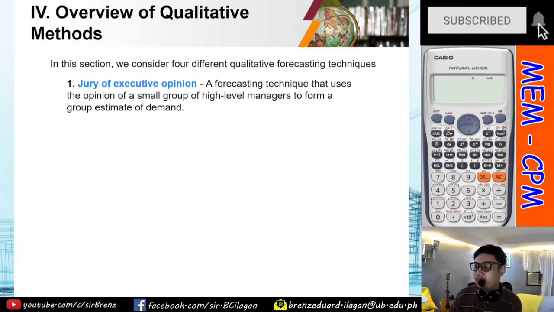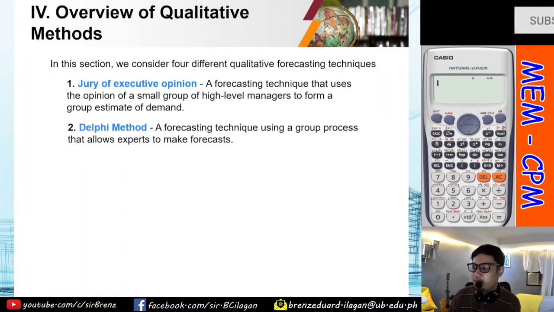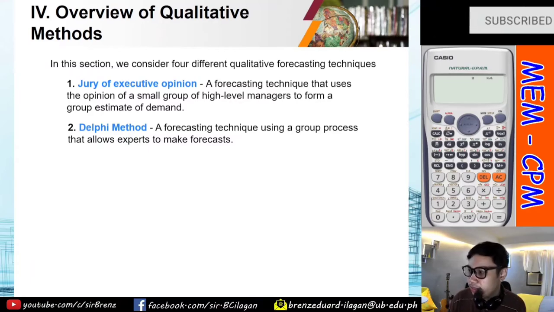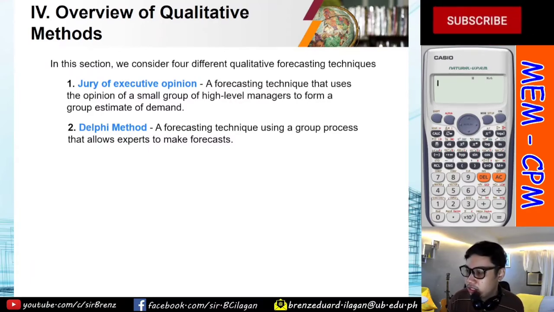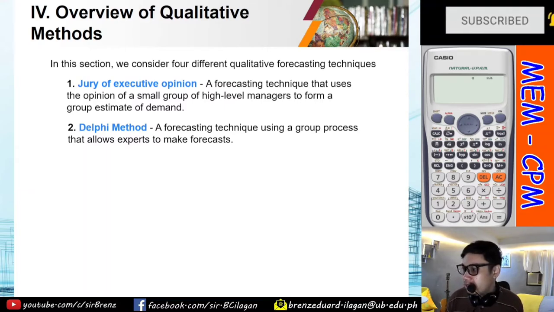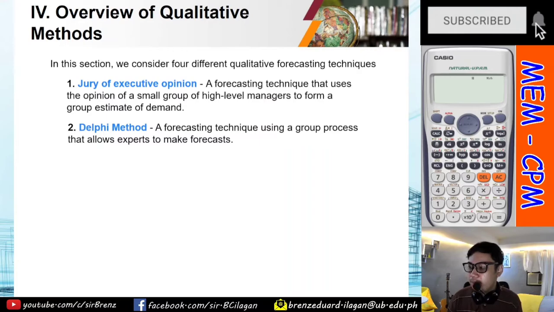Next, we have the Delphi method. Under this, there are three different types of participants in the Delphi method. So we have the decision makers, the staff personnel, and the respondents. So ano ba yung role ng decision makers? Decision makers usually consist of a group of 5 to 10 experts who will be making the actual forecast. Yung participant number 2, ito yung mga staff personnel. Sila yung nag-a-assist ng decision makers by preparing, distributing, collecting, and summarizing a series of questionnaires and survey results.